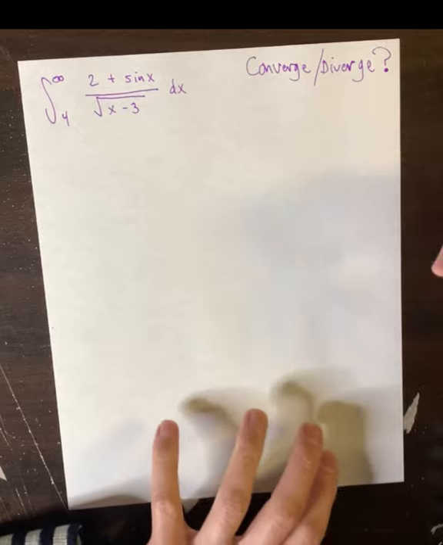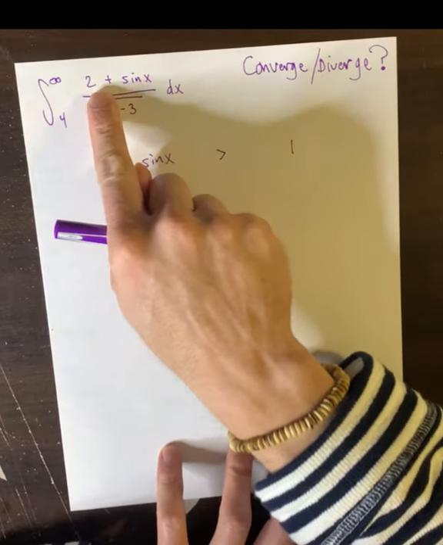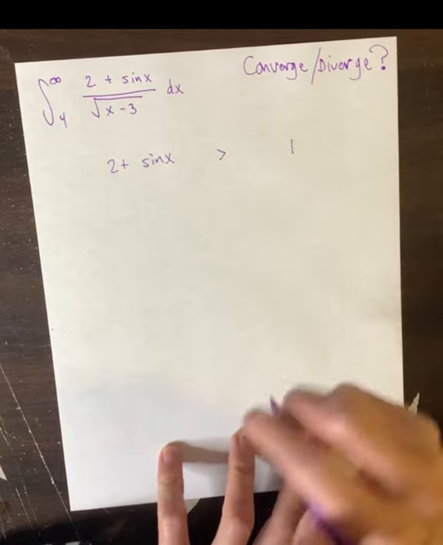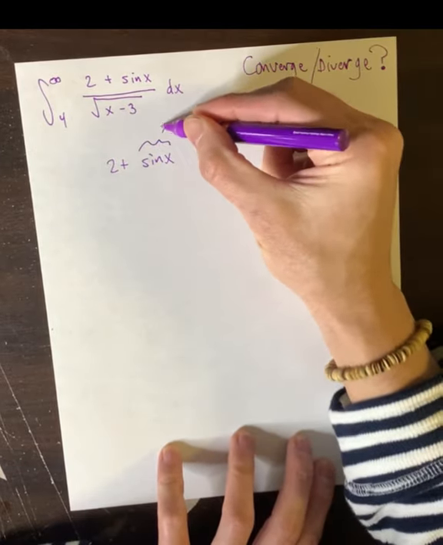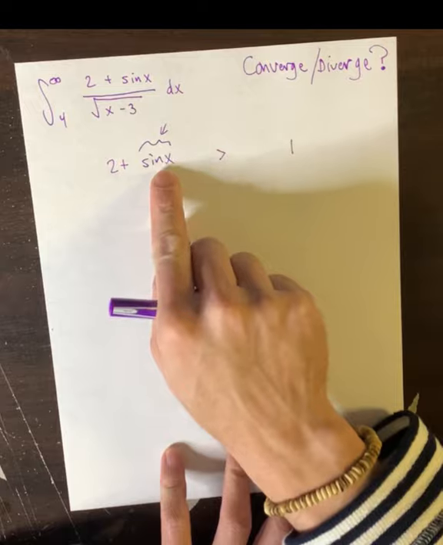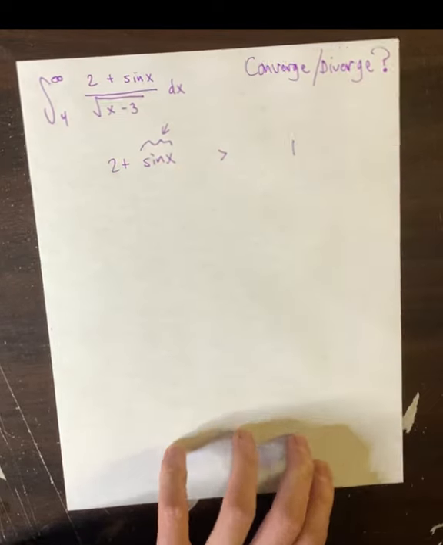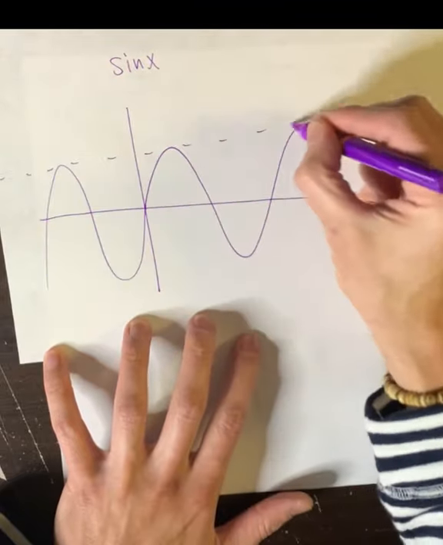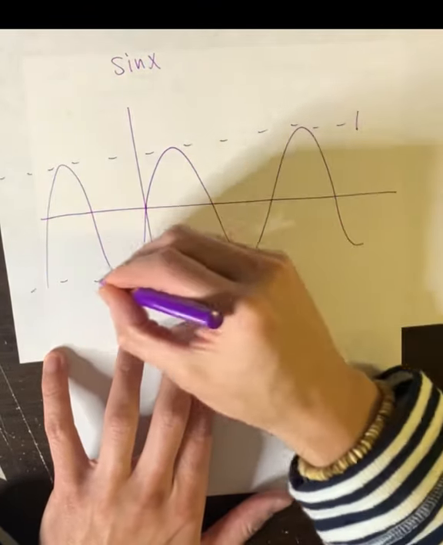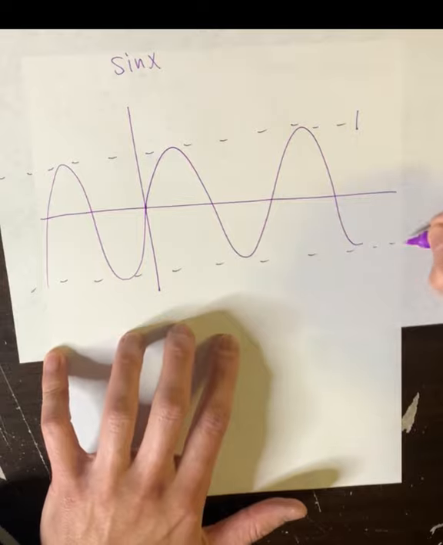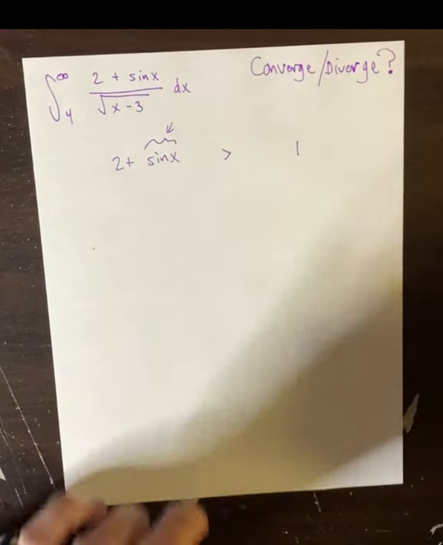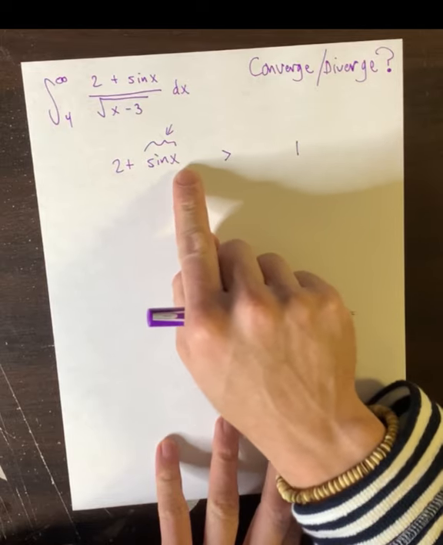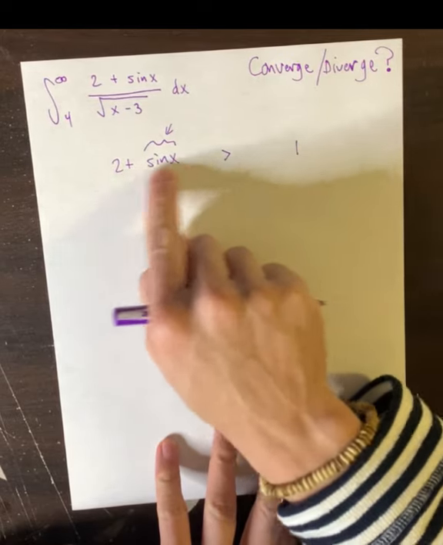So here's what we can do. I claim that this numerator, 2 plus sine, is greater than 1. And here is why. Think of the number sine x. What is the biggest and smallest that sine x could possibly be? Recall the graph of sine, how the biggest the sine could be is 1, and the smallest that sine could be is -1. So at most, the biggest that this could be is 1. And when this is 1, this whole thing is 3.